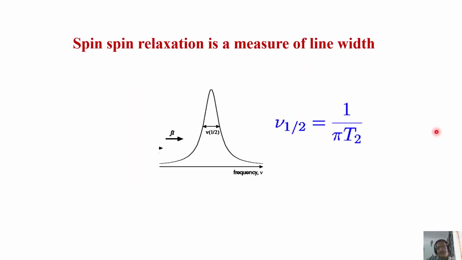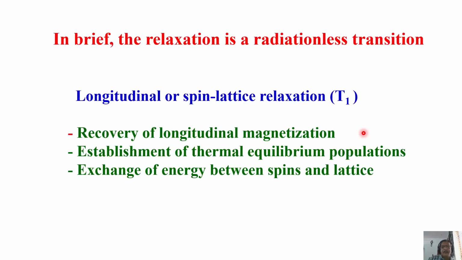Of course, T2 is very easy to find out. Find the line width at full width at half height, and the inverse of that, with pi, will give you T2. Also, full width at half height is equal to 1 over pi T2. Very simple relation. So if I measure the line width, I know what T2 is. Approximately, I can tell you what T2 is.